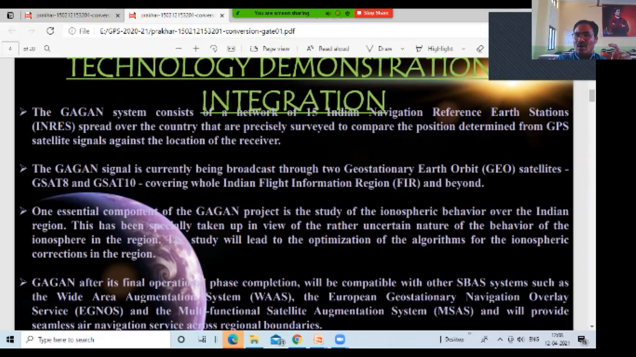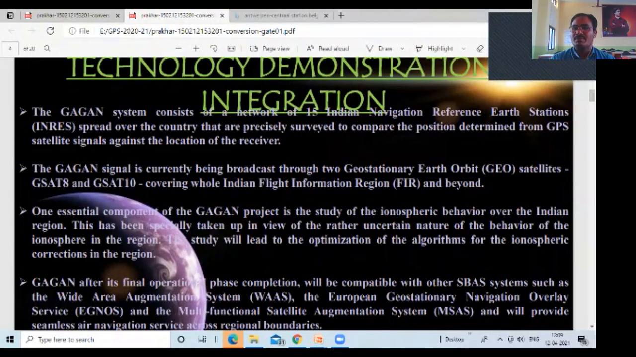This study will lead to the optimization of the algorithms for ionospheric corrections in the region. There is always a compromise: how much error has occurred in the travel of the radio frequency signal through the ionosphere? There is the ephemeris data you have been talking about, and how much error is there? Nobody knows. So how to know that? If we know exactly the characteristics and structure of the ionosphere, and how much possibility of refraction or diffraction there is, then we can estimate exactly how much error has occurred. And the Gagan project has concentrated much on this study of the ionosphere.